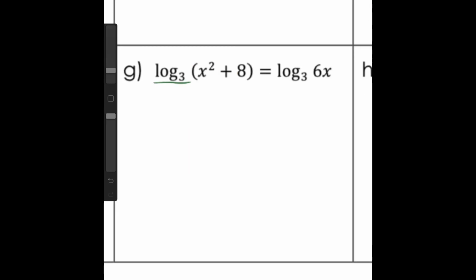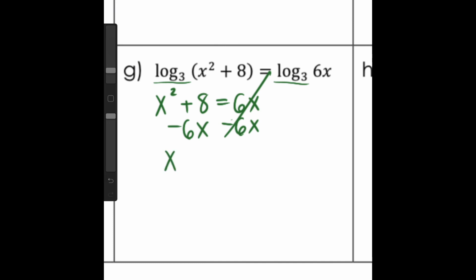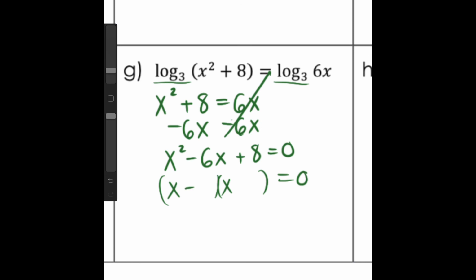So for this one, the same property applies. They both have the same log to the same base, so we can just set the insides equal to each other. And when we see this, we see that we're going to have to factor this because it's a quadratic trinomial, so we're going to get it into standard form by subtracting 6x on both sides. We're going to rearrange it, and then we're looking for factors of 8 that add up to -6, which will be -4 and -2. And then we just set both of these binomials equal to 0 and solve.